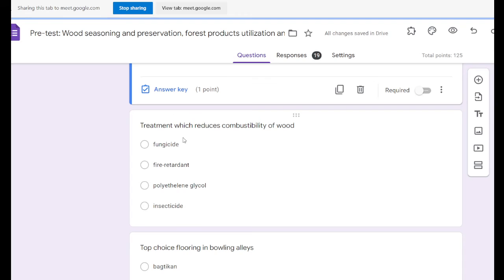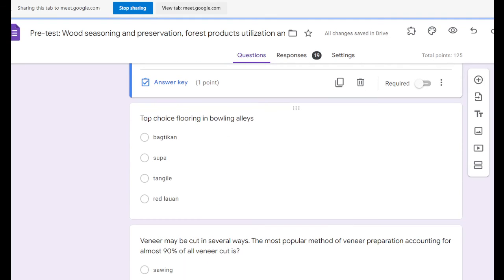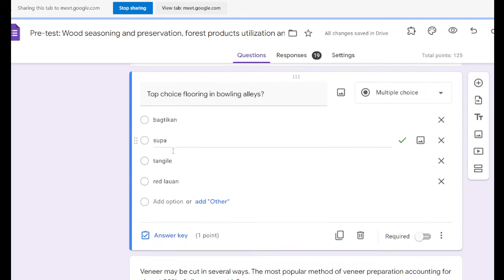Next. Treatment which reduces the combustibility of wood. So, the answer is fire retardant treatment. Which among the species is a top choice for bowling alleys? The answer is supa. Supa wood.